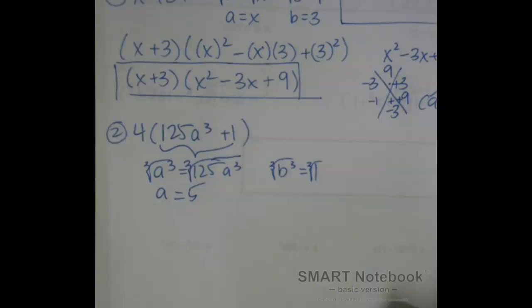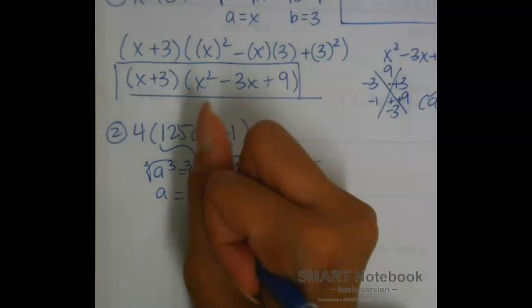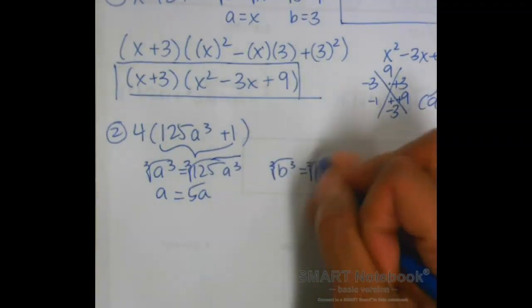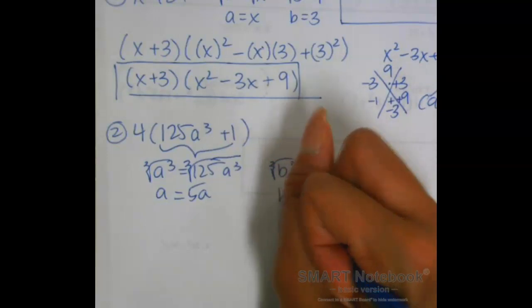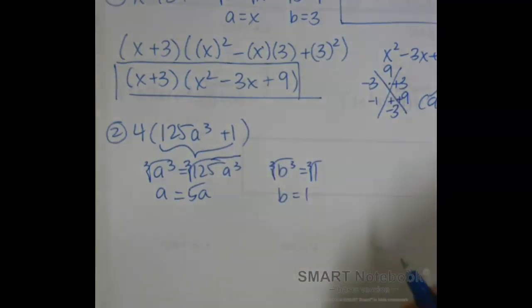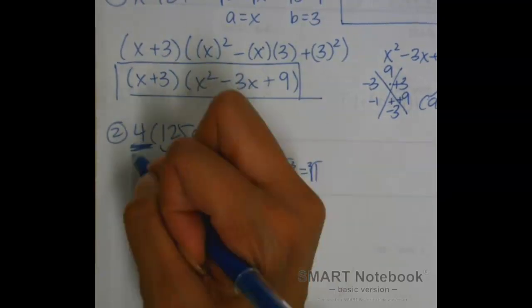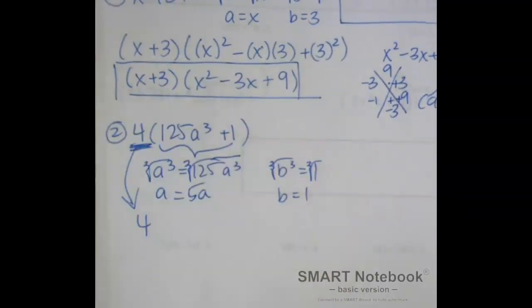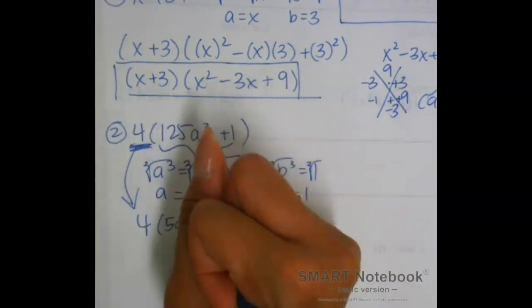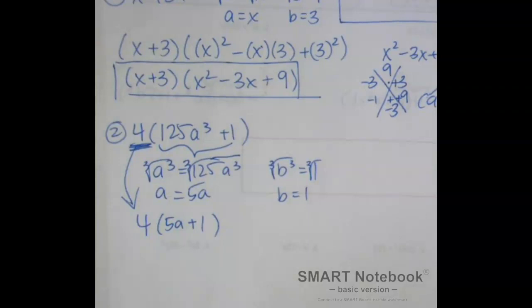Cube root of a cubed, just a. So 5a. And then for b cubed, isolating it, the cube root of 1 is just 1. So I'm going to use my brain, and I'm going to actually rewrite this. Don't forget about your GCF, guys. We're going to copy this down. So for my first binomial, I'm going to have 5a plus 1, because you're keeping the same sign.